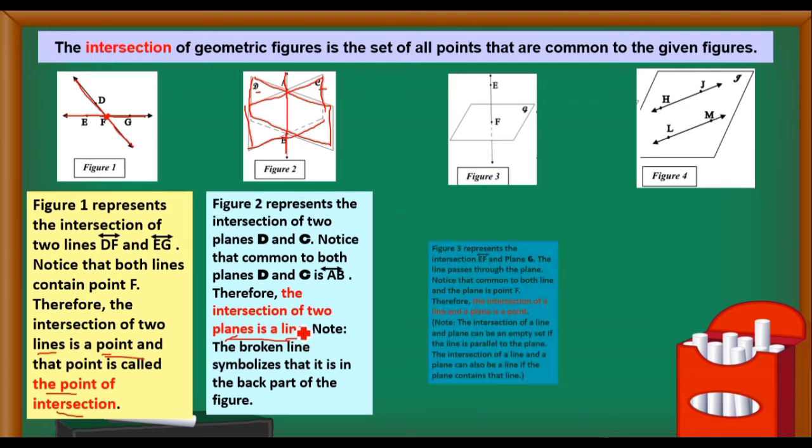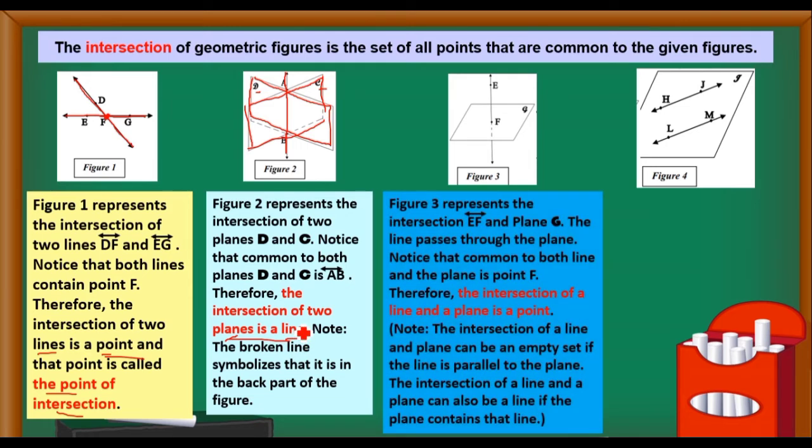Okay? So, next one is the figure 3. So, that represents the intersection of line EF. Ayan. Sino po yung line EF? Ito po yun. Yung line muna. Ayan. Tapos, nag-intersect siya kay plane G. So, ito yung plane natin.